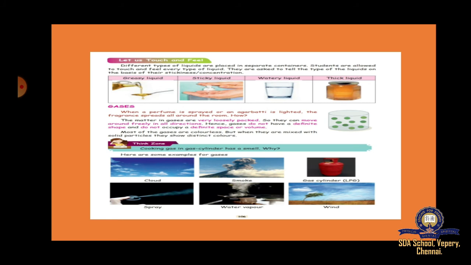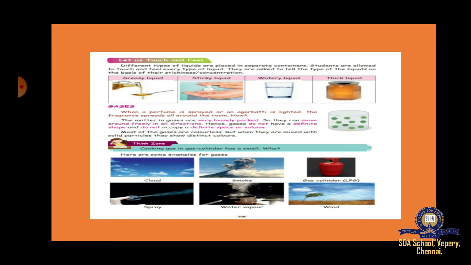Okay, the next property is gases. So gases are very loosely packed, that's why they can move around freely in all directions. Very loosely packed, and they can move around in all directions. Okay, and they do not have a definite shape and do not occupy a definite space or volume, right?